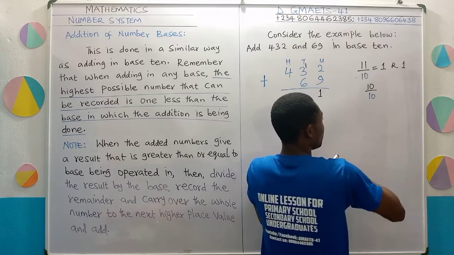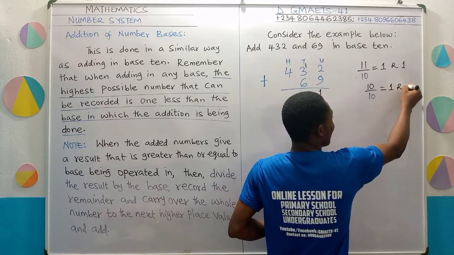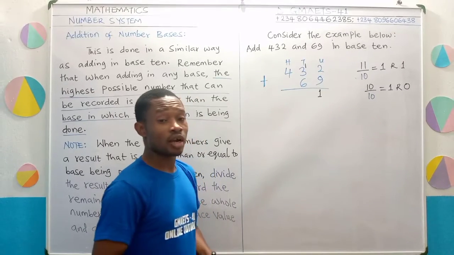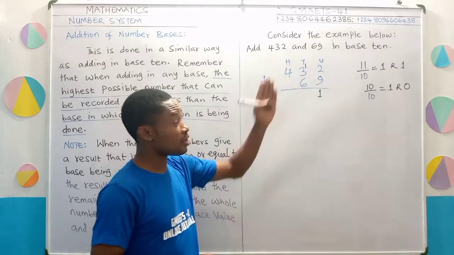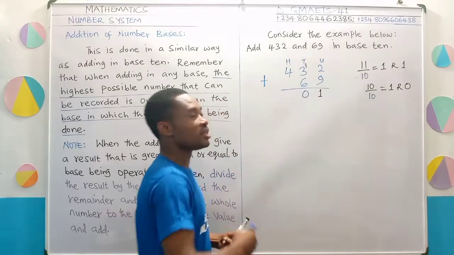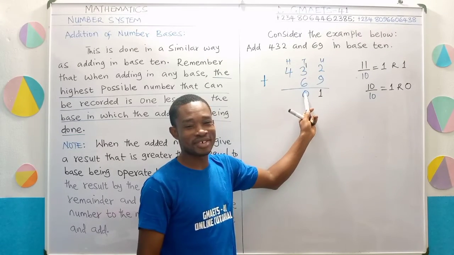So this will give me 10 can divide 10 one whole time. There will be no remainder. So I will say remainder 0, because 10 can divide 10 completely, no remainder. So you say remainder 0. That remainder, you transfer it here. So do you see it is like 1 plus 3 plus 6 will be equal to 0.